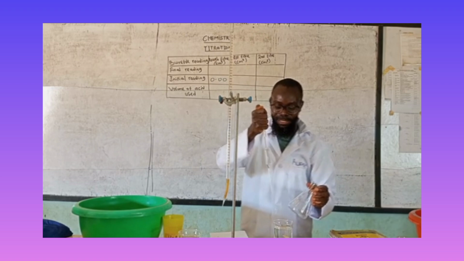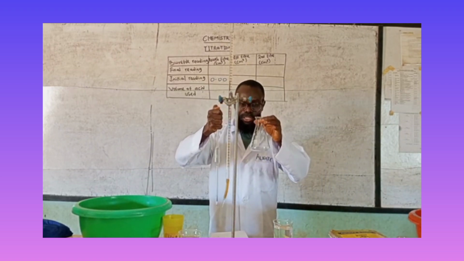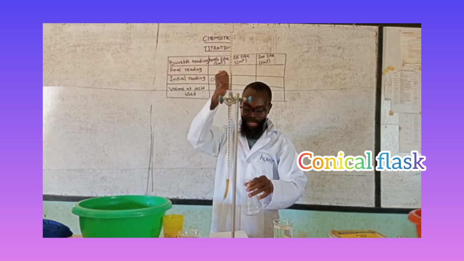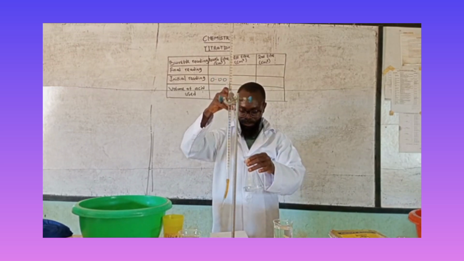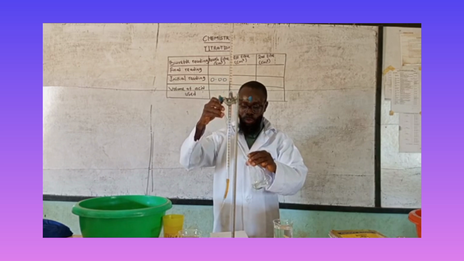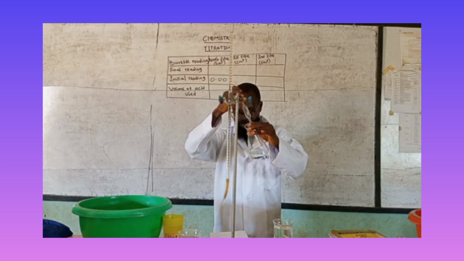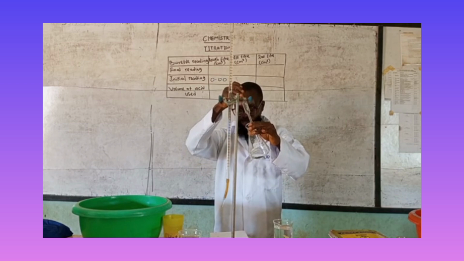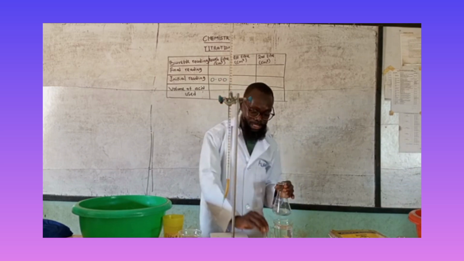Now the next thing is you take your conical flask and release it there. So you don't blow the remaining one. Use it to touch the down part like this. As you are touching it with it, the remaining liquid at the jet is coming out. After that, you put it down.